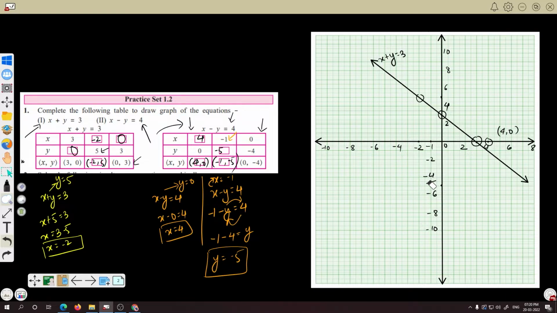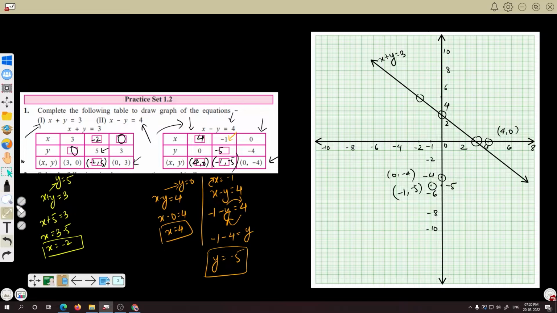I'll write minus 5 on the right hand side. This is your minus 5. So exactly this point, this is minus 1 comma minus 5. Now the last point is 0 comma minus 4. So x coordinate is 0 and y coordinate is minus 4. So on the negative side of the y axis, this is minus 4. So this point is 0 comma minus 4.